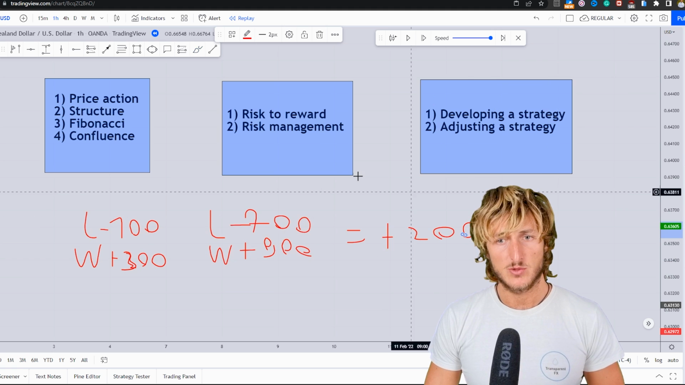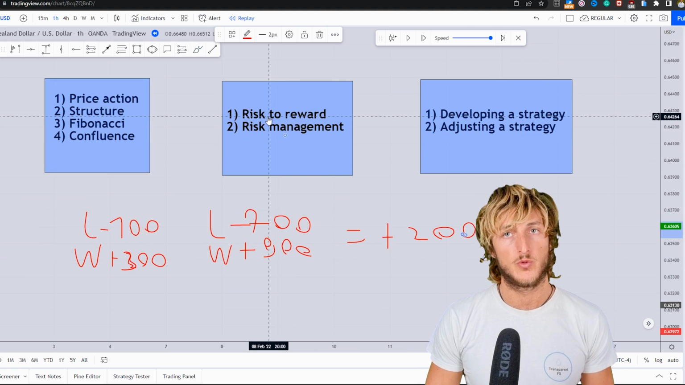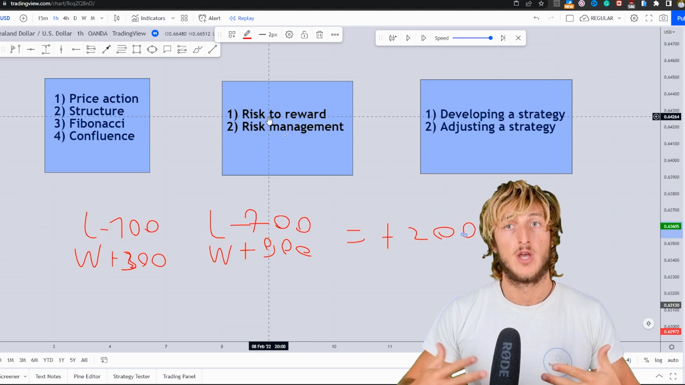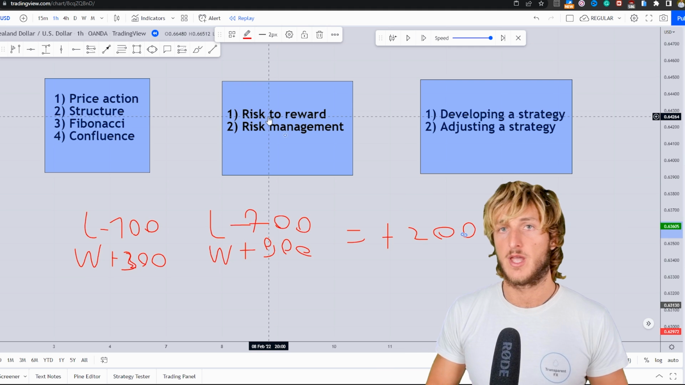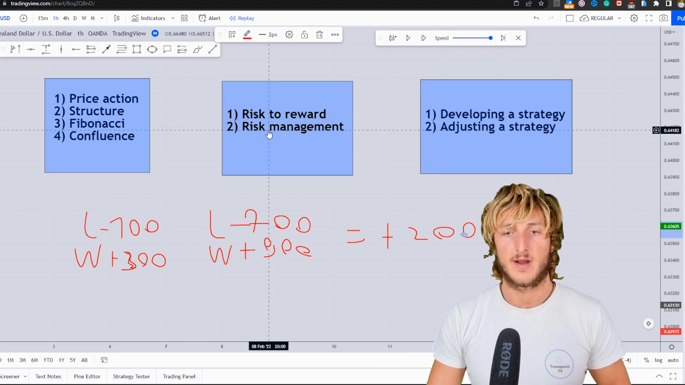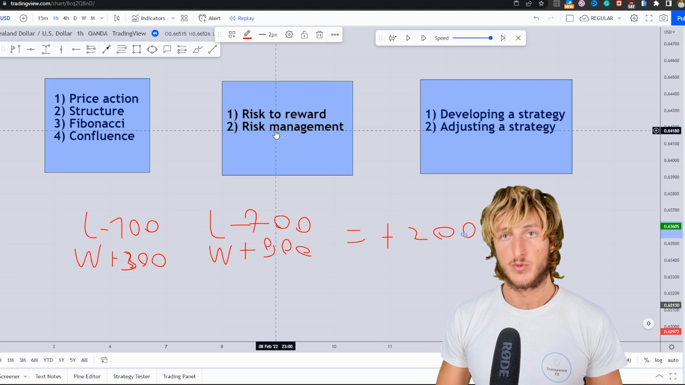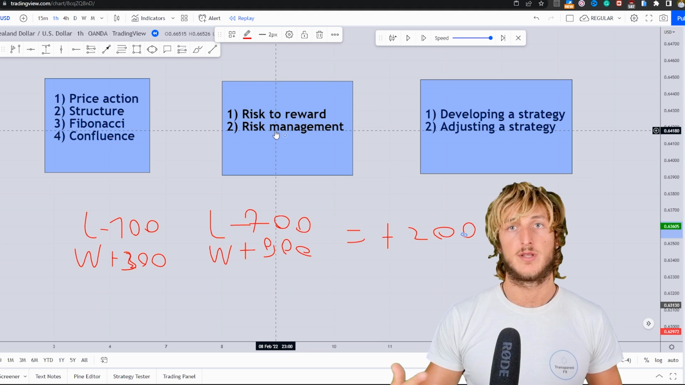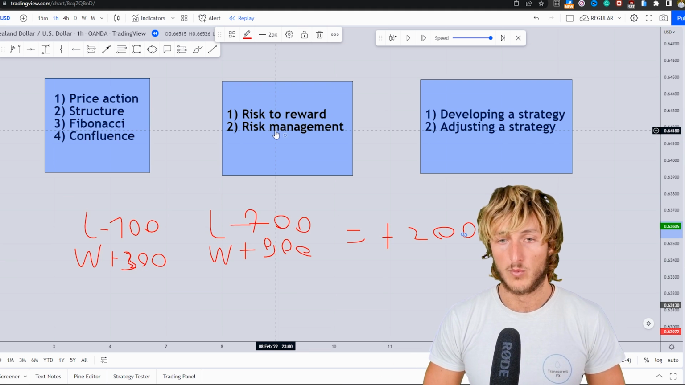So that is why it's very important to have a good risk to reward, and why traders often speak about risk to reward and risk management. This is obviously true no matter how much you're actually risking per trade, whether it's 0.5% per trade, 1%, 2% of your account or more.